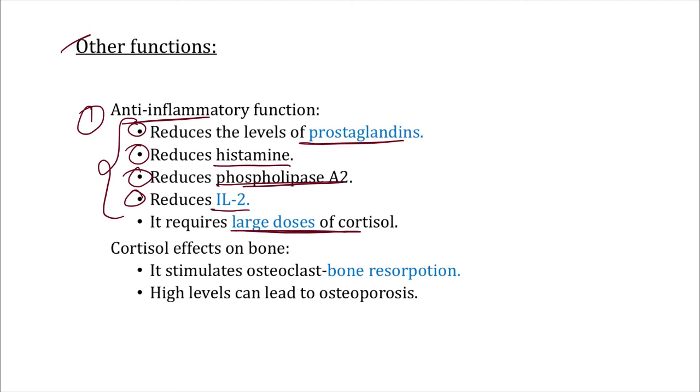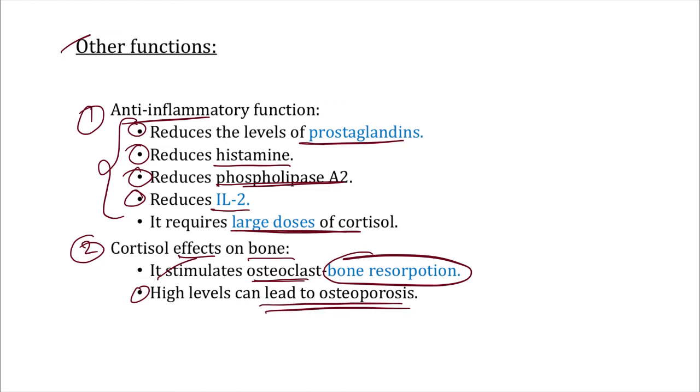Very important. Now see, the second action of cortisol is the effect of cortisol on bones. Cortisol also stimulates the osteoclast cells. These are the bone cutter cells. That's why it leads to bone resorption. Very important. That's why pathologically high levels of cortisol can lead to osteoporosis.